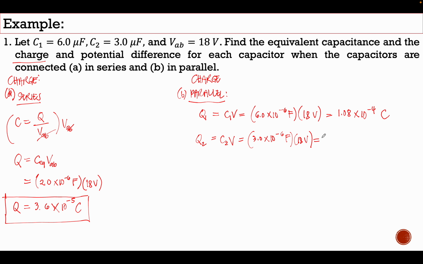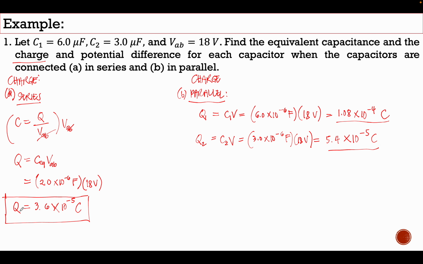So we have, again, 3 times 10 to the power of negative 6 times 18 is equal to 5.4 times 10 to the power of negative 5 coulomb. So this is our charges, Q1 and Q2, for our capacitors in parallel.